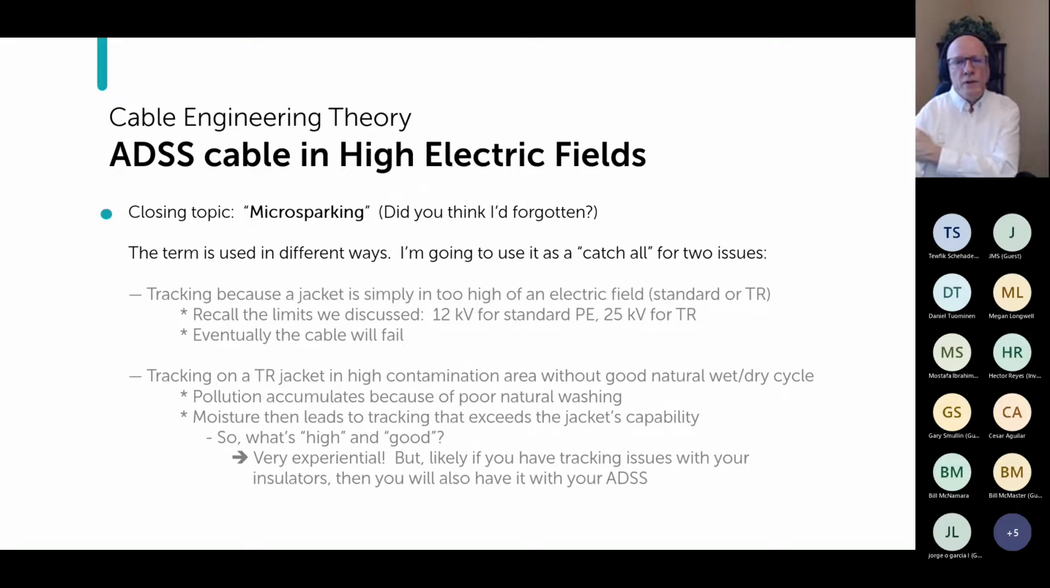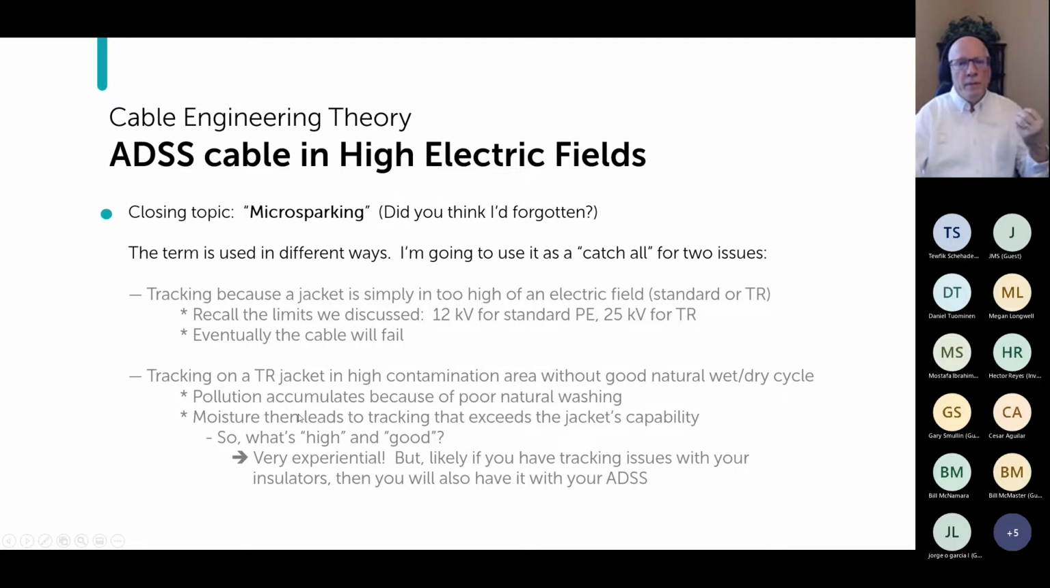But if you put a tracking resistant jacket in an area and there is no natural wet dry cycle, that pollution can continue to accumulate over time because you're not getting any natural washing. And then at that point, it only takes a little bit of water, foggy day, some drizzle, a light rain, and then you get tracking that's exceeding the jacket's capability because so much contamination has built up.